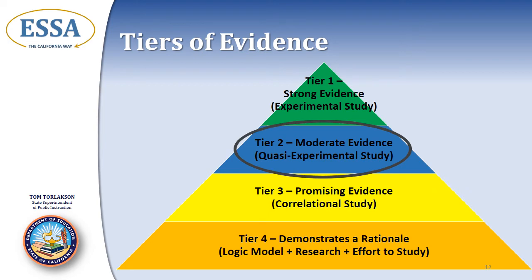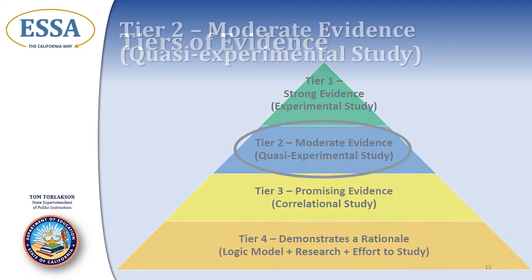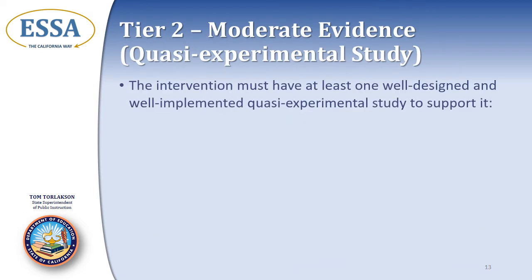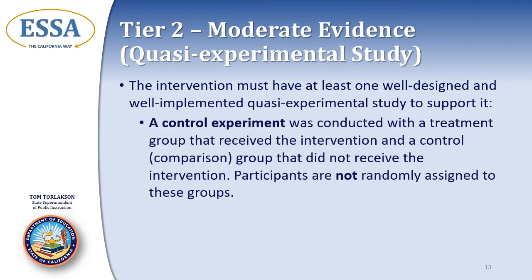The next level of evidence is moderate evidence. To be considered moderate evidence, the intervention must have at least one well-designed and well-implemented quasi-experimental study to support it. This means a control experiment was conducted with a treatment group that received the intervention and a control or comparison group that did not receive the intervention.